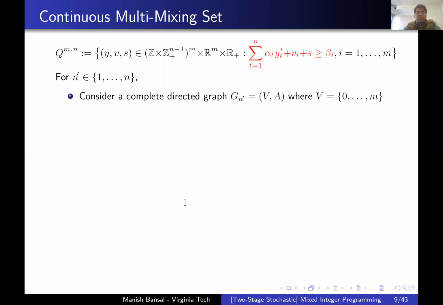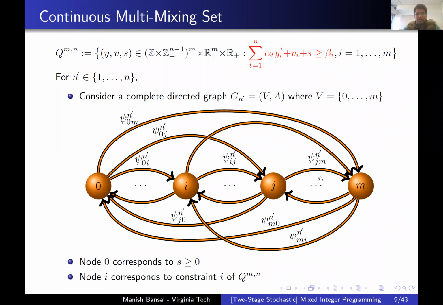Okay, so in order to develop valid inequalities or the facets for this set, we've studied this set with m equal to 1 and n equal to 1, and here we will be generalizing that result. So we consider a complete directed graph G with m nodes, where node 0 corresponds to s greater than or equal to 0, and each node in this graph corresponds to a constraint in the set QMN, which means node i corresponds to constraint i in the set QMN.